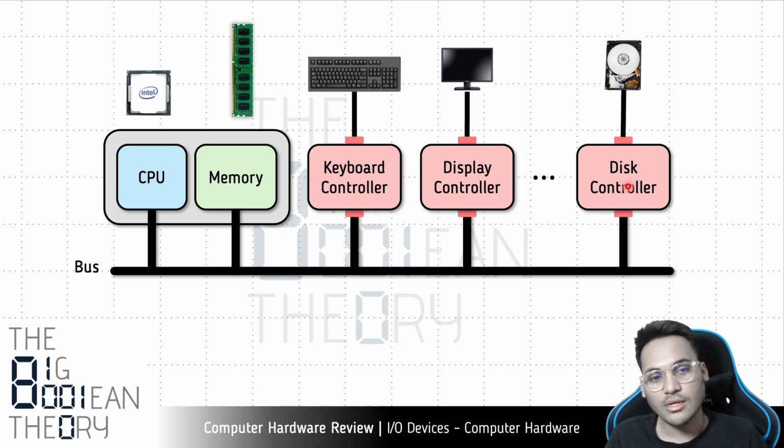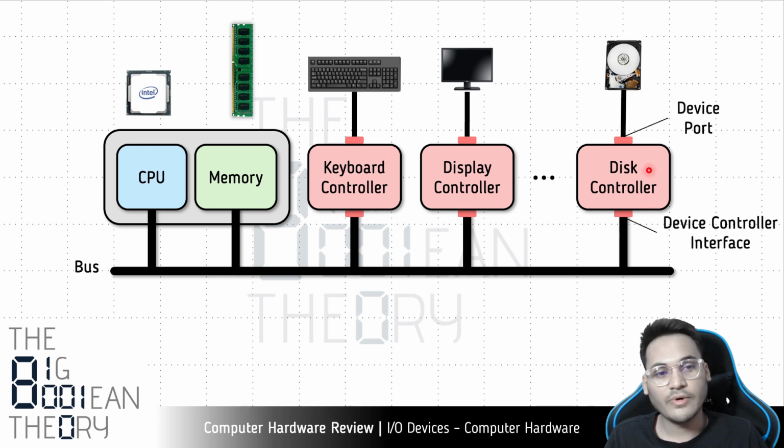If you notice, there are two connections associated with the device controller. One is called the device port, where the device connects with the controller, and the other is called the device controller interface, which is where the bus connects with the device controller. So let us now talk about these two connections in more detail.